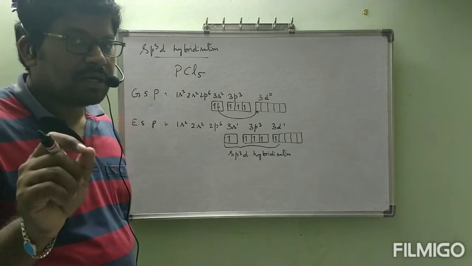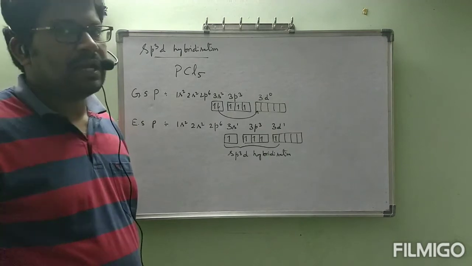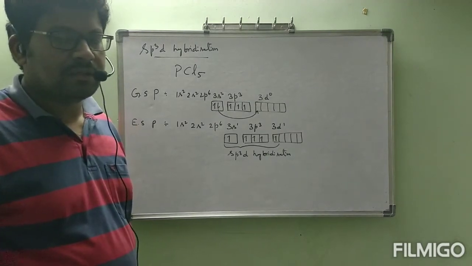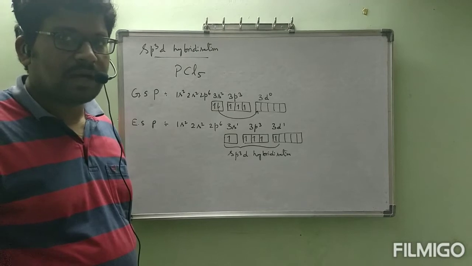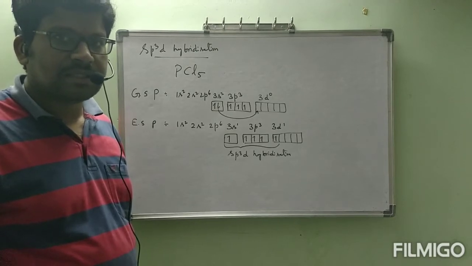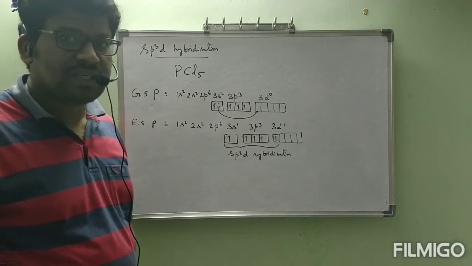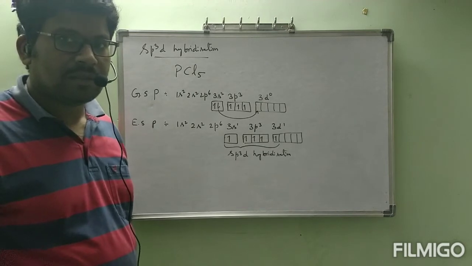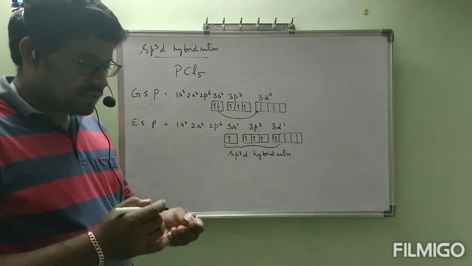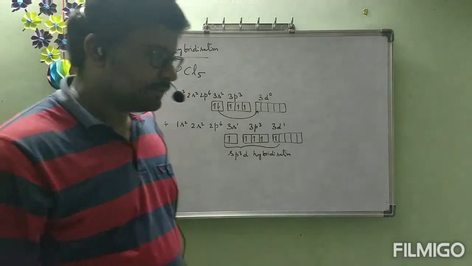How will those 5 orbitals be aligned with less repulsions? That is the important thing. In which shape should they be aligned? Let us see that shape. First, I will show it with the help of balloons.